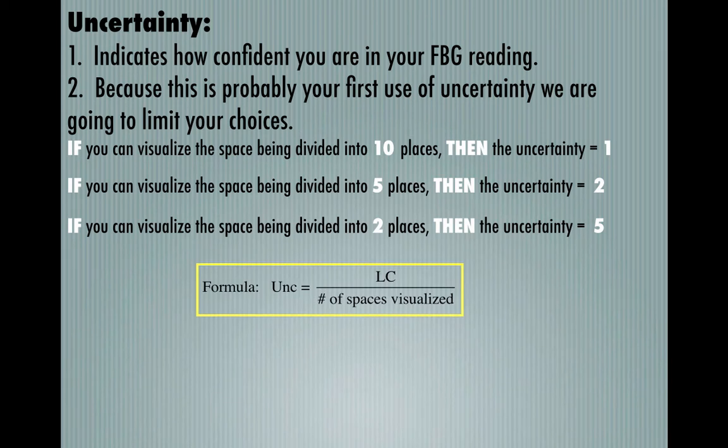So you can do all this in your head if you want to. However, there is a formula that you can follow to figure out, okay, should I use a 1 or 2 or a 5? To get the uncertainty, which is the UNC, you take the least count, which you just figured out is the difference between adjacent tick marks, and divide it by the number of spaces you can visualize in your mind that you could put in between those 2 tick marks.